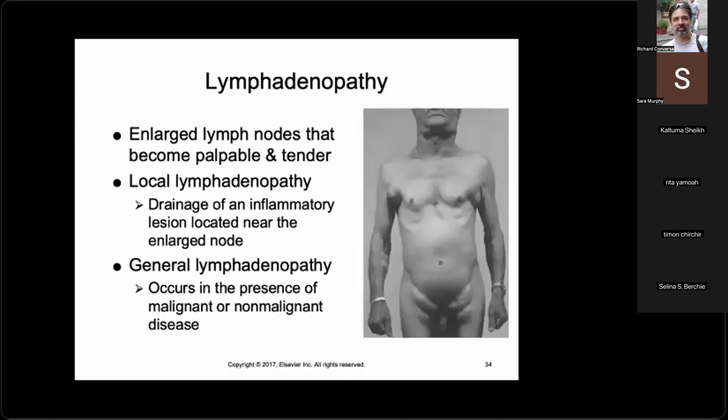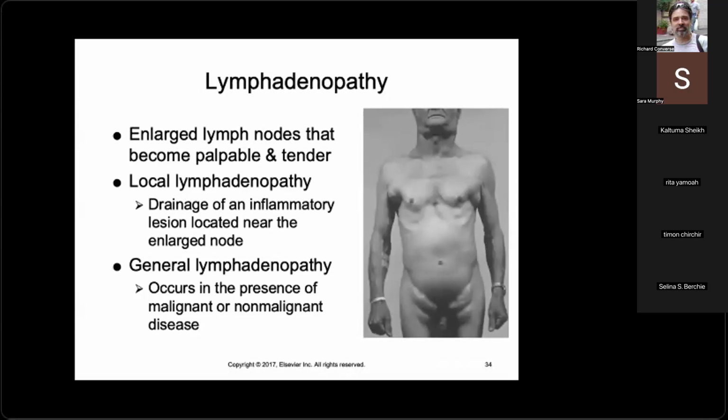Local lymphadenopathy is drainage of an inflammatory lesion located near the enlarged node. General lymphadenopathy occurs in the presence of malignant or non-malignant disease. So, what you're talking about here is that the nodes that are dealing with the drainage, all right, are going to be the ones that are working the hardest and the ones that swell up and hurt.